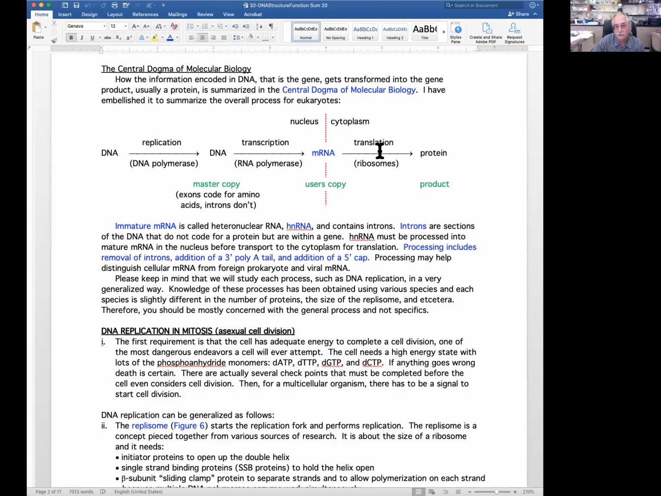Processing includes removing the introns, adding a poly-A tail, a polyadenine tail, at the 3' end, and at the 5' end, there's a GTP that's put on backwards, making it so that you can tell which is the 5' and 3' end. And many people believe that this processing helped distinguish cellular messenger RNA from foreign bacterial and viral messenger RNA.